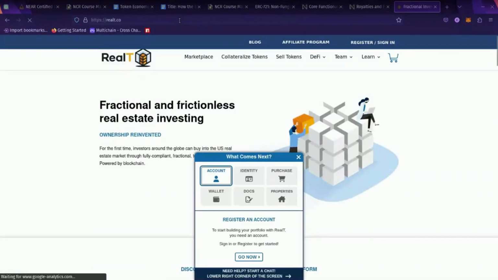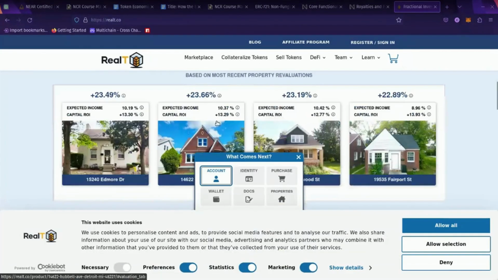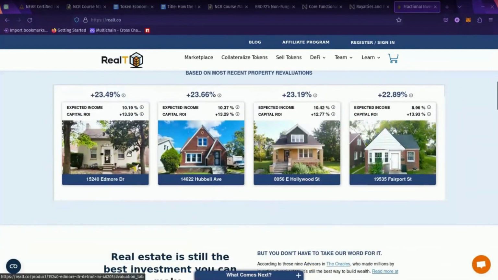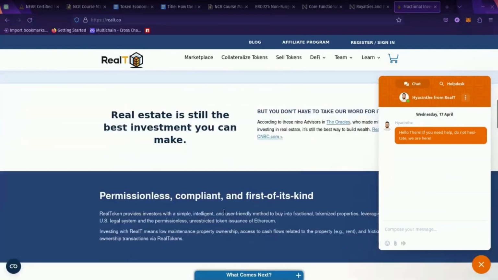Okay, yeah, so RealT, for example, one of the first applications that I knew of on Ethereum where you could actually buy a house or buy fractions of a house as an NFT. This one has 22% return, expected income, capital ROI, whatever. You can go through all of this.